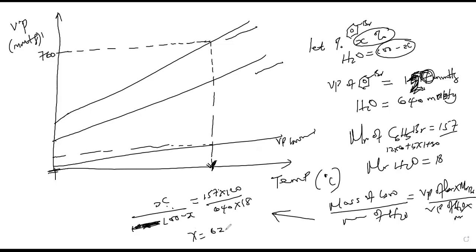You should get 62.02% as your percentage composition of bromobenzene. So I wish you all the best. You practice these things, you do them, you draw these graphs using your graph papers and see if you can graphically show this. I wish you all the best.